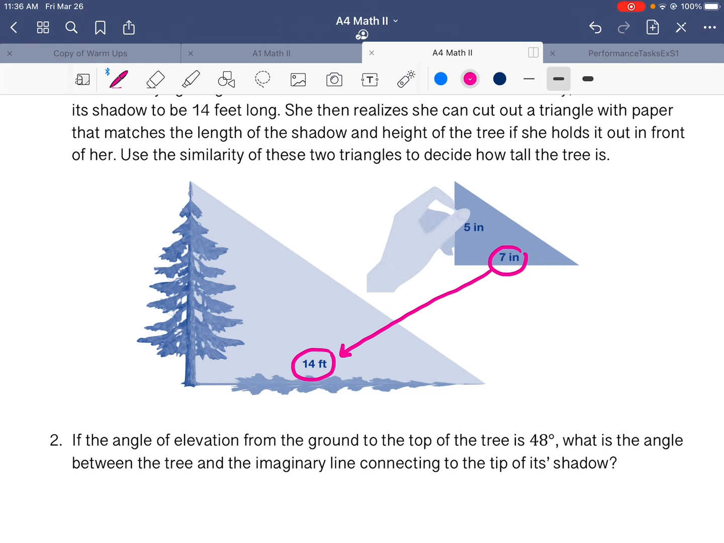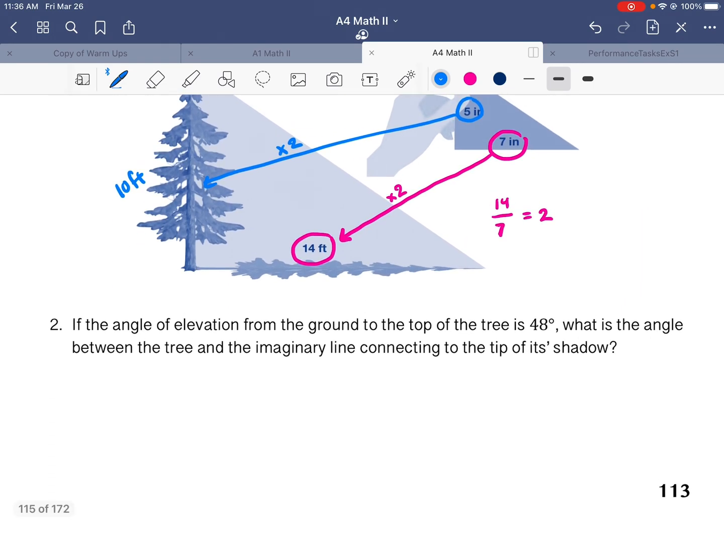So from 7 to 14, we multiply by 2. Hopefully you've seen that by now. Finding the growth factor would be like dividing 14 by 7, and you would get 2. And so we do the same thing with the 5 inches here. We multiply 5 by 2, and then just measure in feet. So the tree should be 10 feet tall if we use that growth factor.